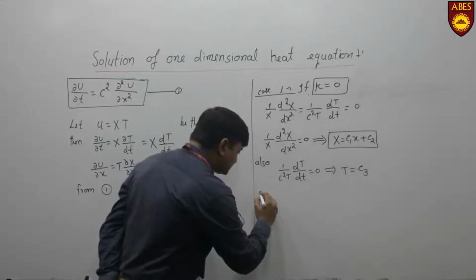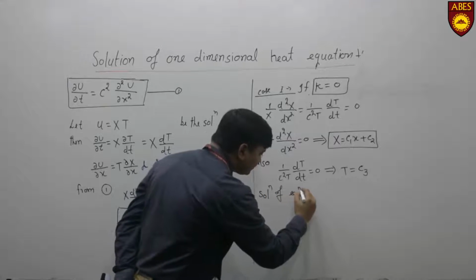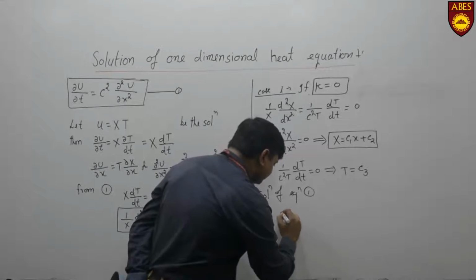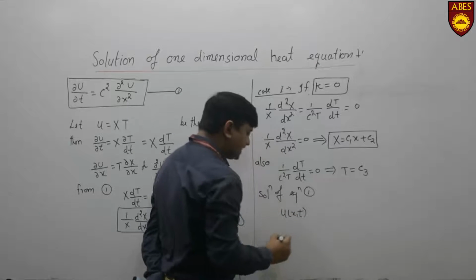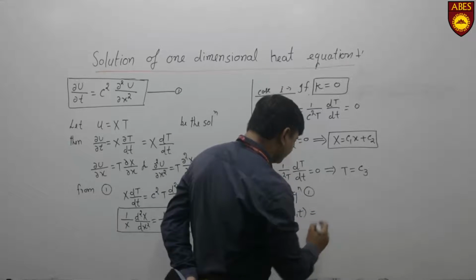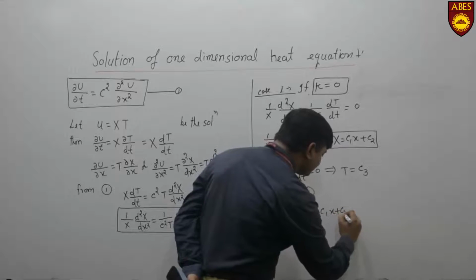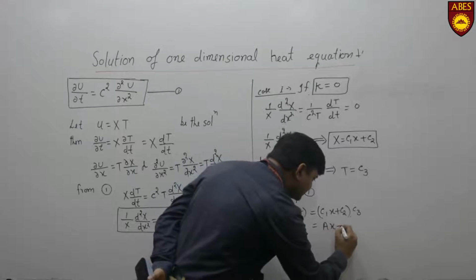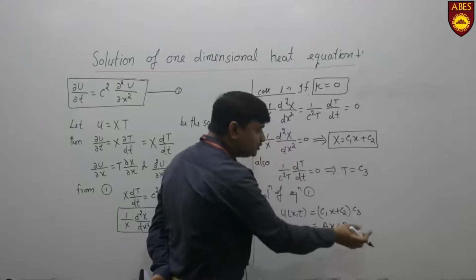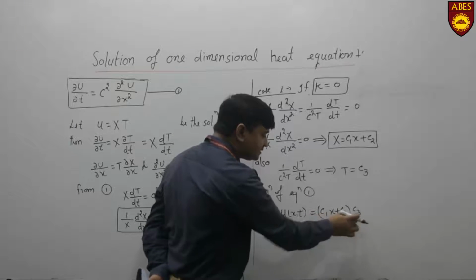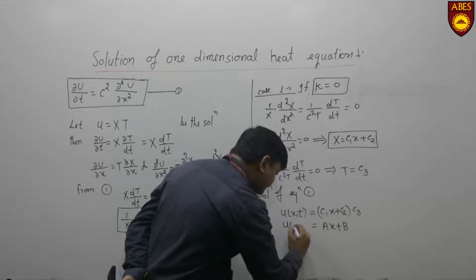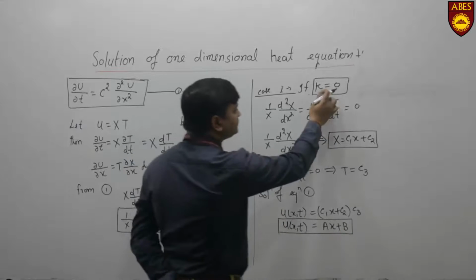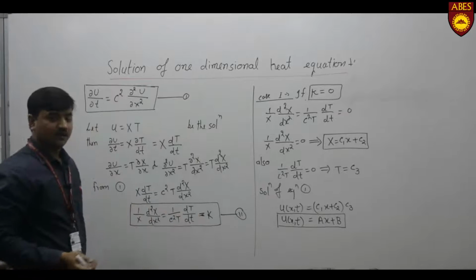And finally, the solution of equation number 1, that was the heat equation, is given as u(x,t) = (c1x + c2)c3, and in a more simplified way we can write it as ax + b, where a and b are 2 new constants obtained by multiplying c1 and c3, and c2 and c3. This is the solution which we get when we take the value of this constant k equals to 0.